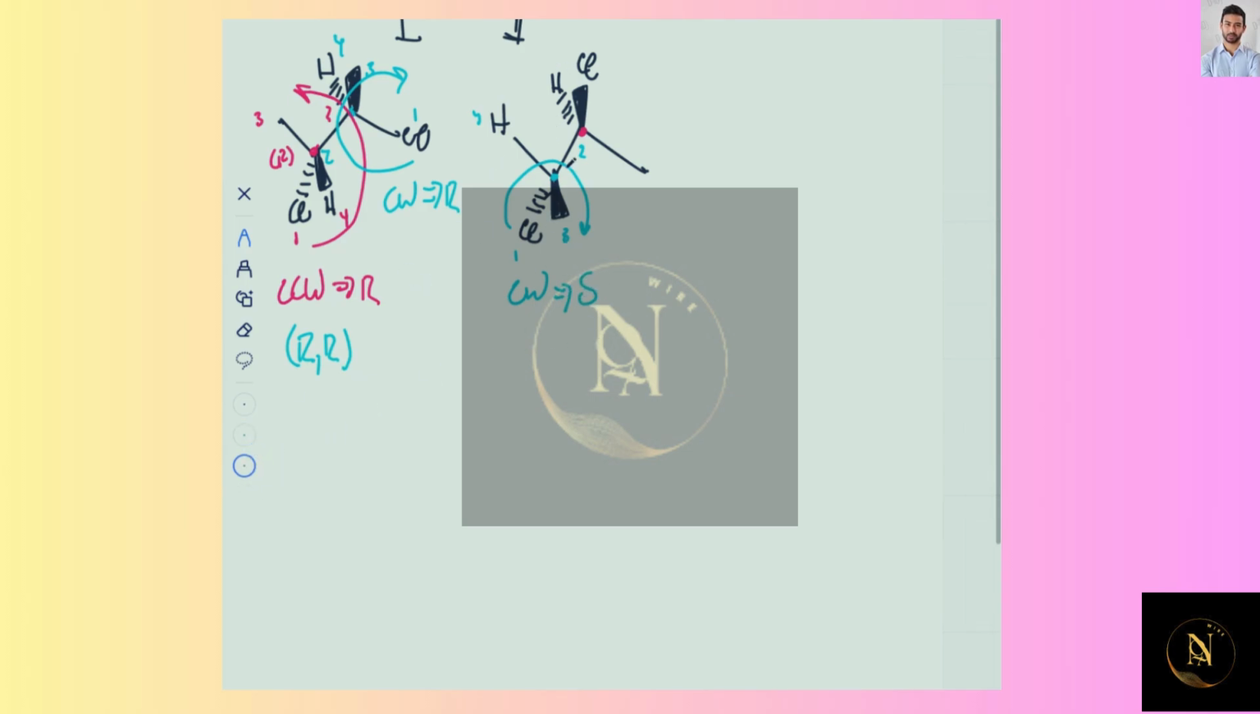Let's do the other carbon. What do we got here? Chlorine is the highest priority. Carbon with chlorine is the second highest priority. Then the methyl group. Then hydrogen in the back is the lowest priority. 1 to 2 to 3 is in the counterclockwise direction. And when the lowest priority substituent is in the back, counterclockwise corresponds to S. So on the right, we have S, S.